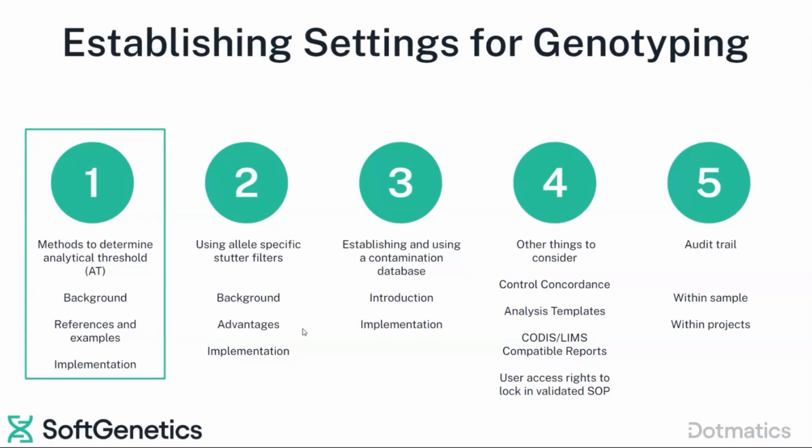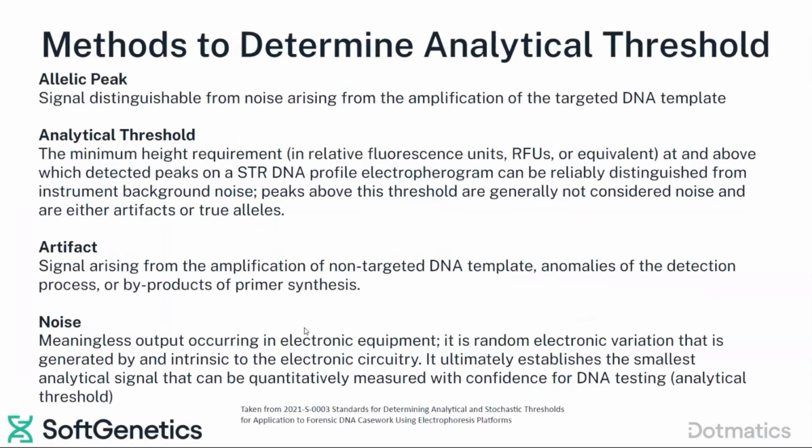And lastly, we'll end up with the audit trail, which of course is essential to be saved with the projects. So we'll start with methods to determine analytical threshold. We went, of course, to the OSAC guidelines on analytical and stochastic thresholds. And so this is just a starting point.